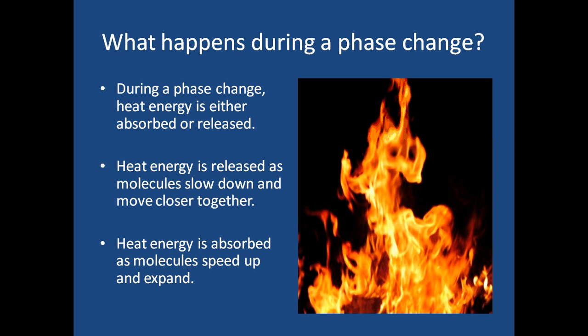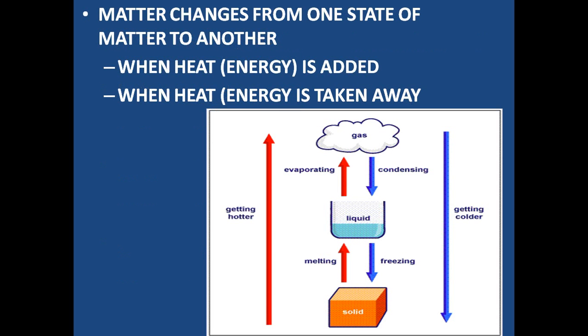So what happens during a phase change? Well, during a phase change, the heat energy either is absorbed or released. Heat energy is released as molecules begin to slow down and move closer together. During absorption, the molecules begin to speed up and begin expanding. Now, matter changes from one state of matter to another, either when heat energy is added or when heat energy is taken away.